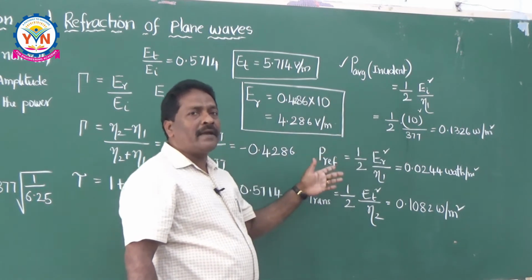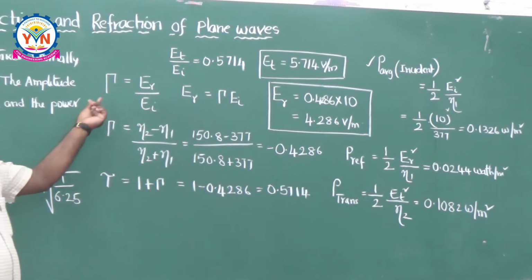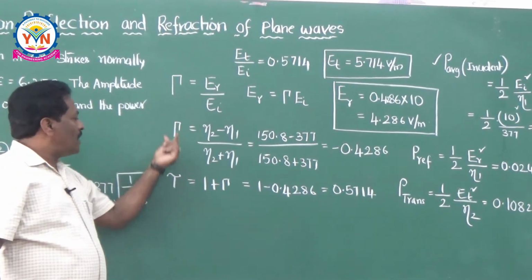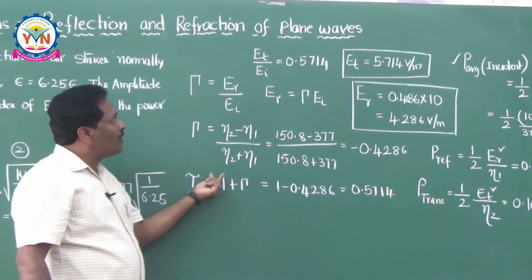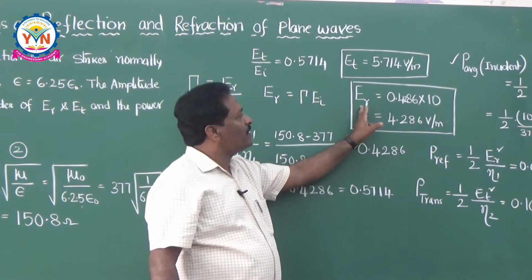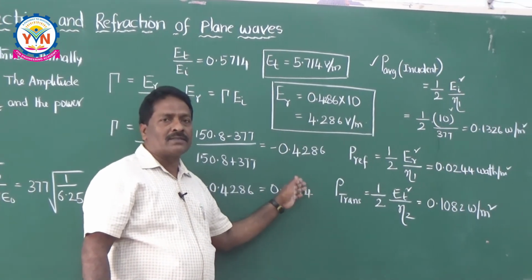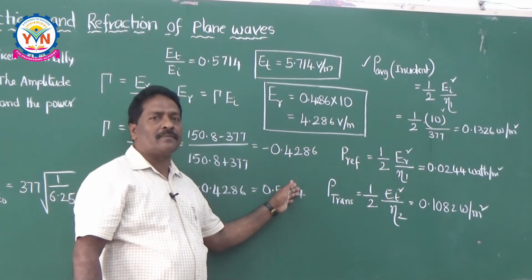So what is the logic behind this problem? Very simple. You calculated the reflection coefficient and transmission coefficient. Then you calculated the transmitted electric field and reflected electric field. Then you calculated the powers. I hope you understood this. Let us go for the next problem.